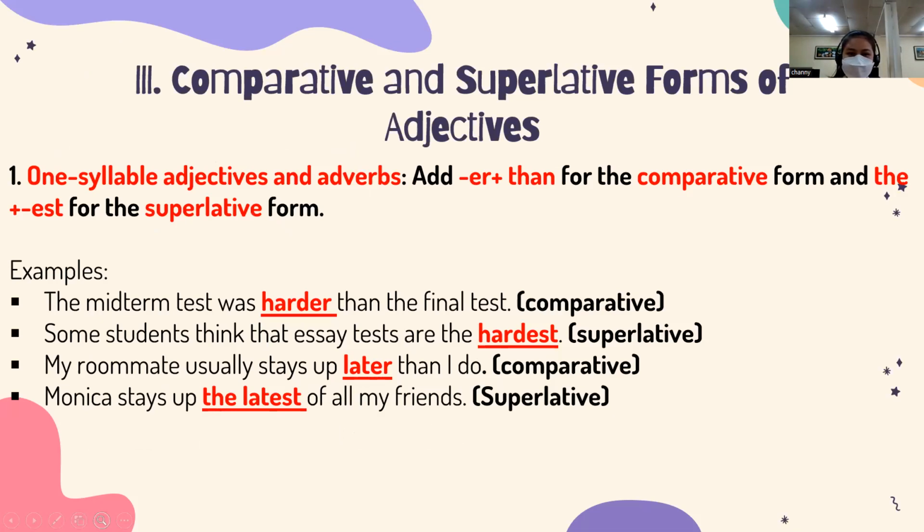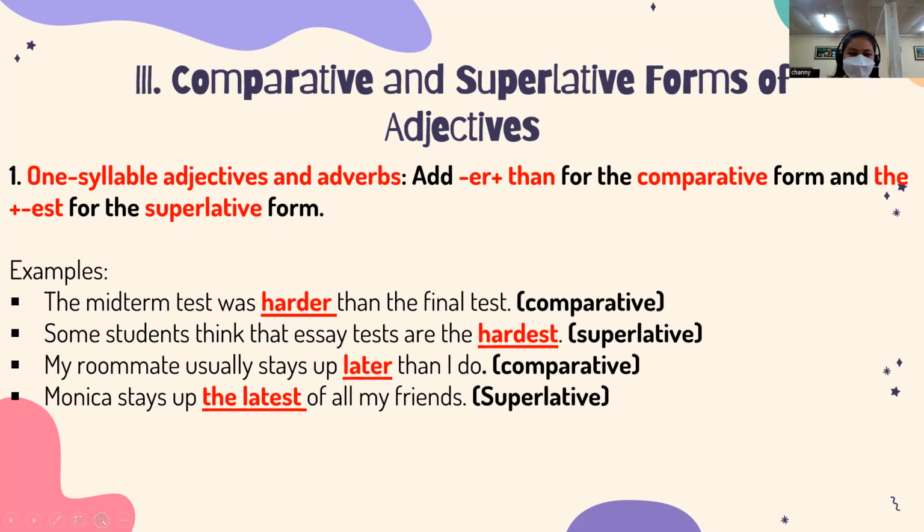Today I will present the comparative and superlative forms of adjectives. We have 4 conditions for using comparative and superlative. The first one is one-syllable adjectives and adverbs. For the comparative we add -er plus "than", and for the superlative, we need to use -est. Here are some examples.